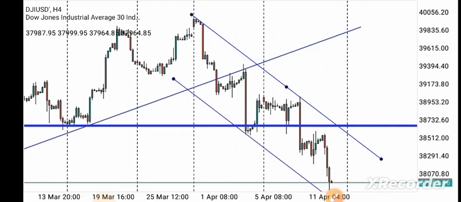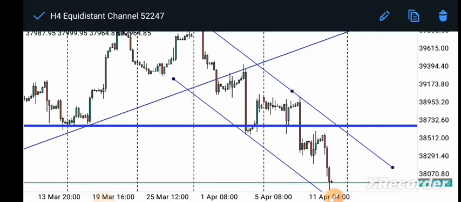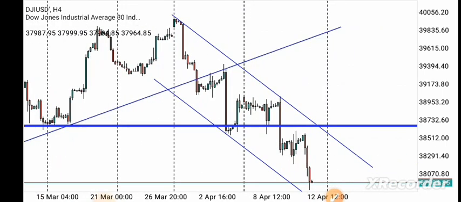There we go, more or less. And just remember that we need to ensure that whatever drawings we add to our charts are as close to perfection as possible, right?